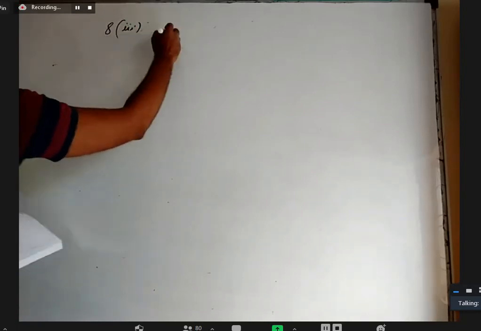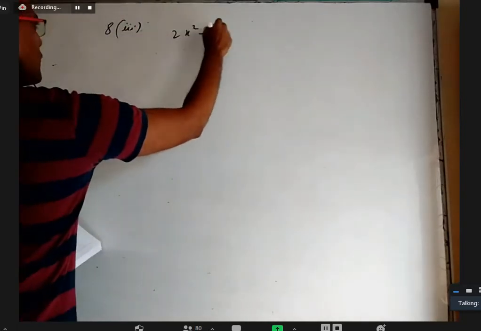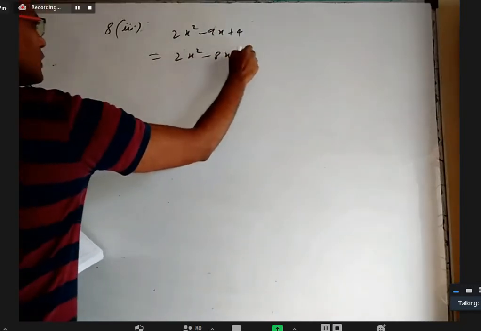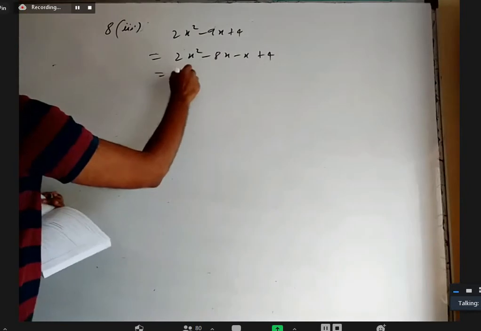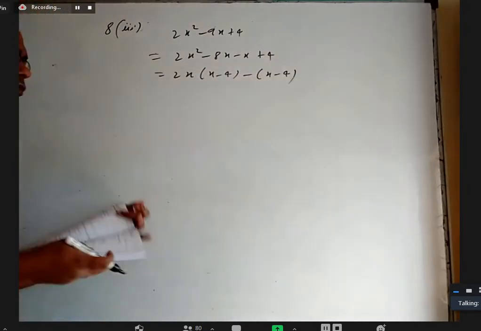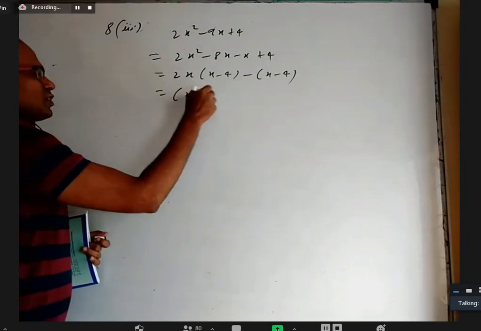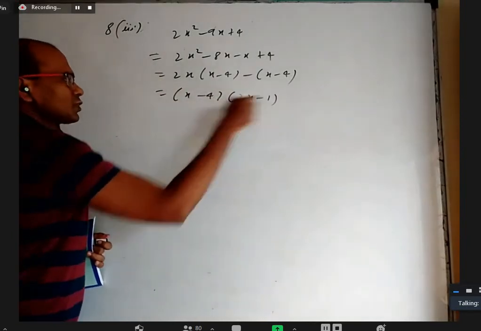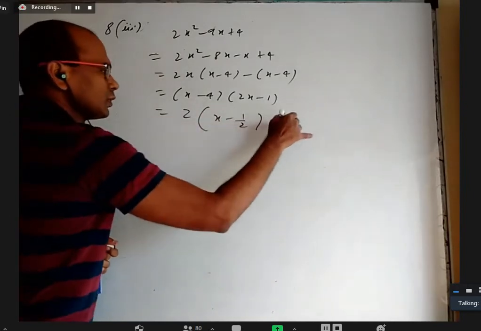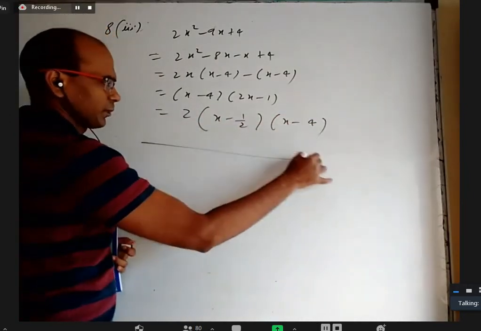Okay. Eighth one, third one. 2x square minus 9x plus 4 is 2x square minus 8x minus x plus 4. I can take 2x common, it is (x minus 4), minus common, it is (x minus 4). I can take (x minus 4) common, I'll get (2x minus 1). I'm going to take 2 common and write 2(x minus 1 by 2)(x minus 4).